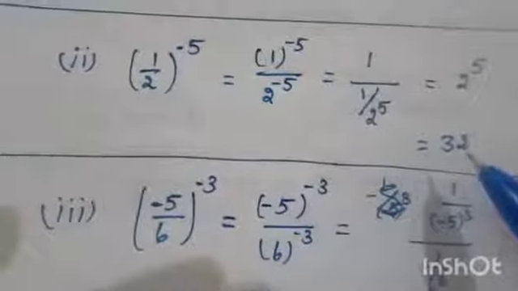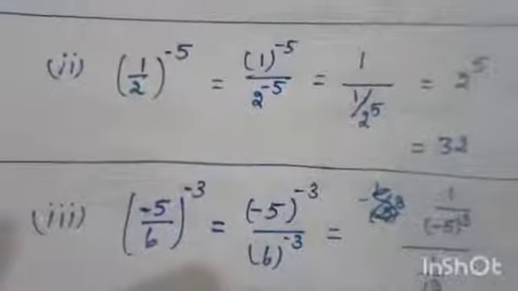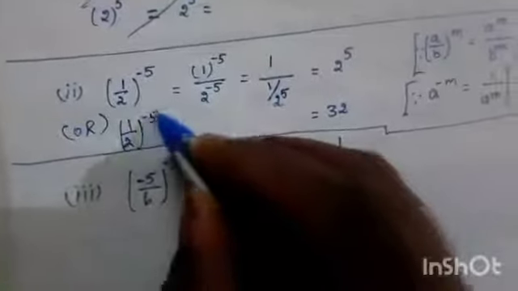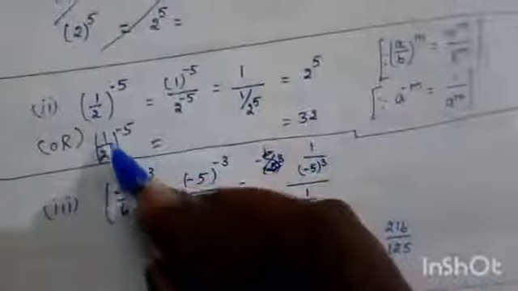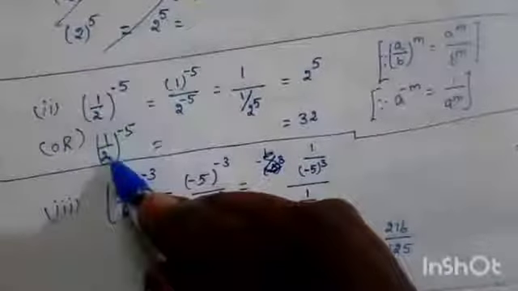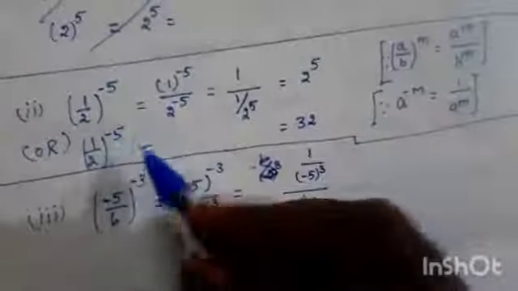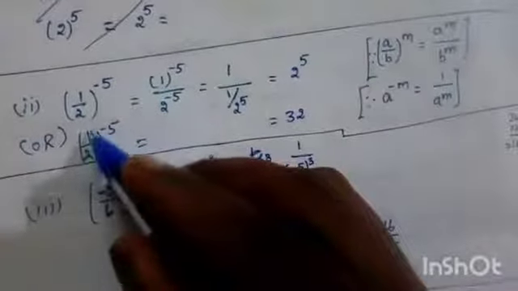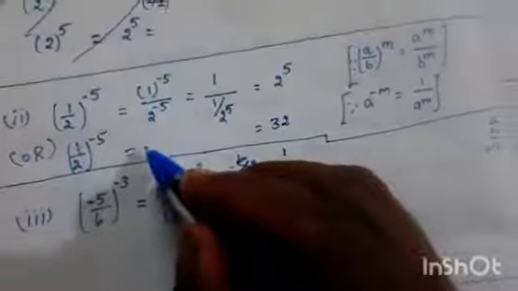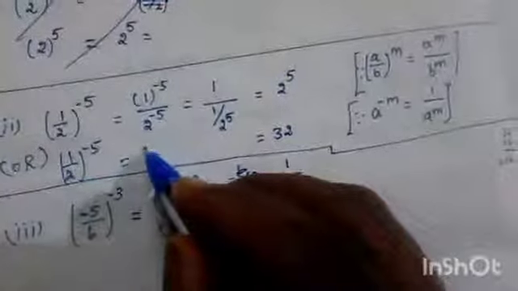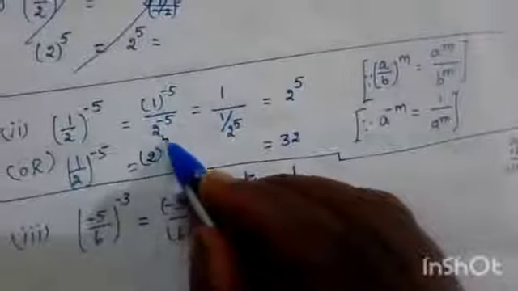Otherwise, one more shortcut for you. Listen, this is the same problem: (1/2) whole power minus 5. When you have a fraction inside the bracket with a negative power, you just have to write the reciprocal of this number. You have to take a reciprocal, so numerator and denominator get changed. For 1 by 2, the reciprocal is 2. It becomes whole power 5.